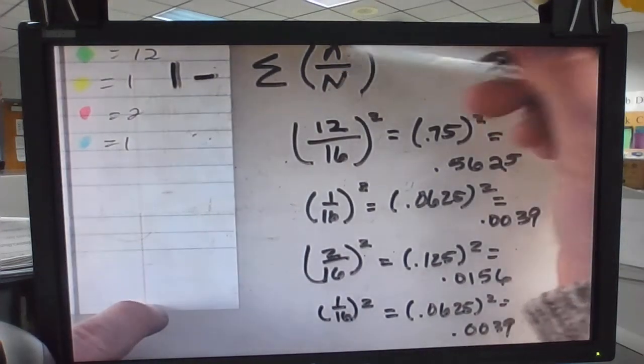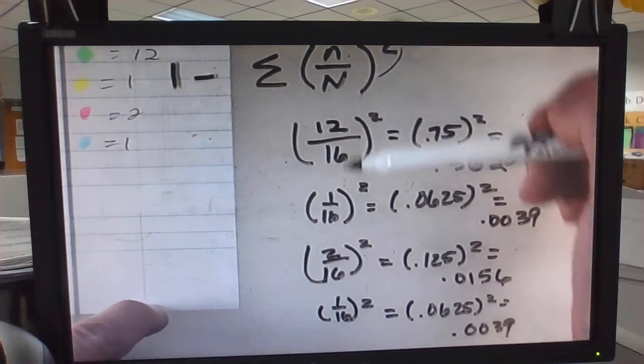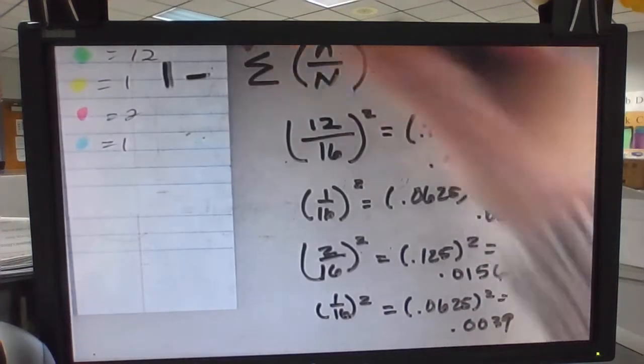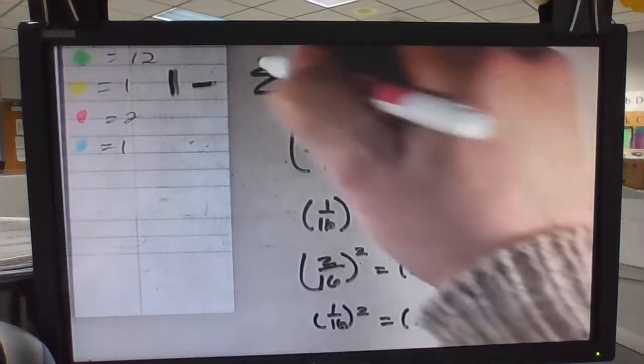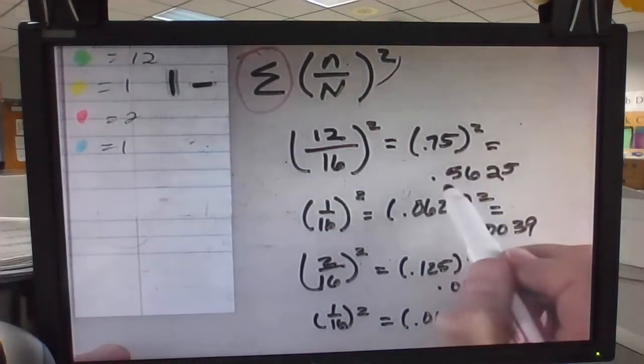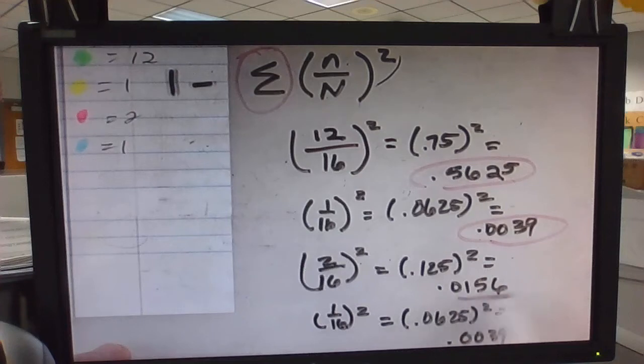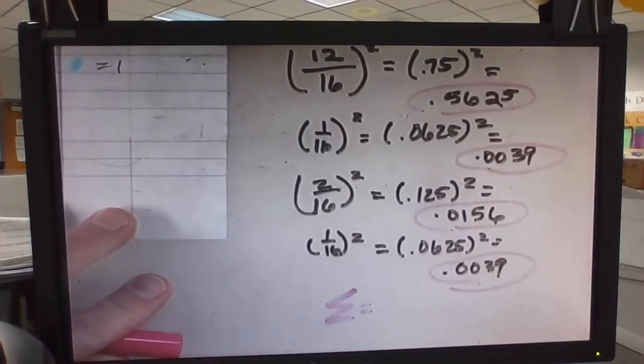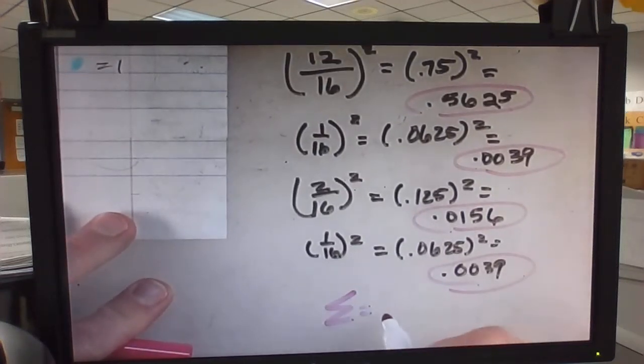So I've done this for each species. Now I need to do this. Yeah, pink does not show up too well. But now I'm going to do this part right here. So I have to take this, and this, and this, and this number and add them all together. And so when I add them all together, we're going to get 0.5859.